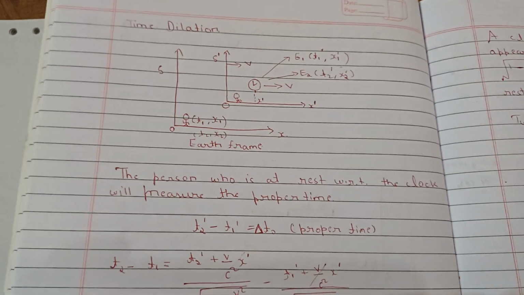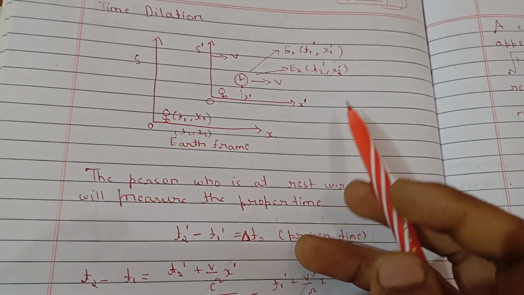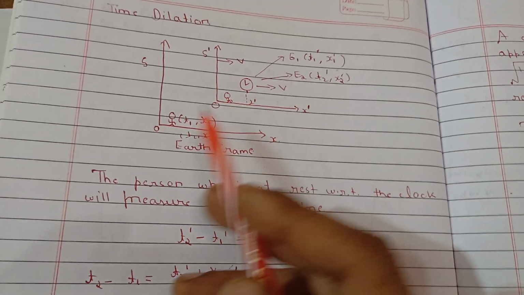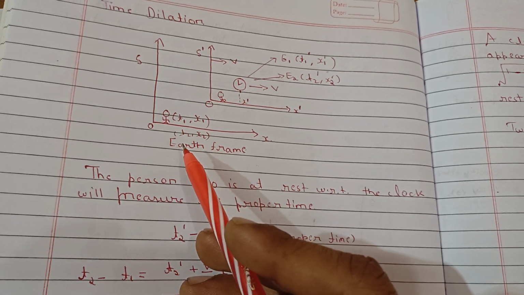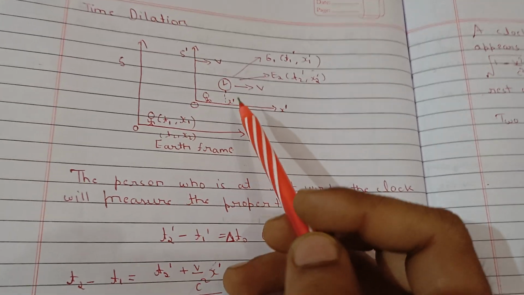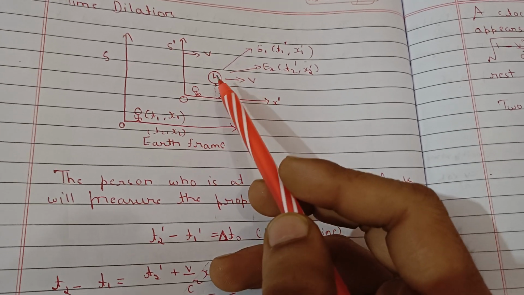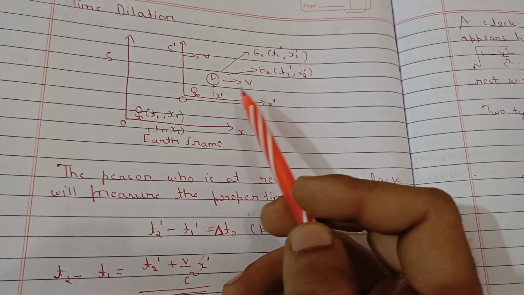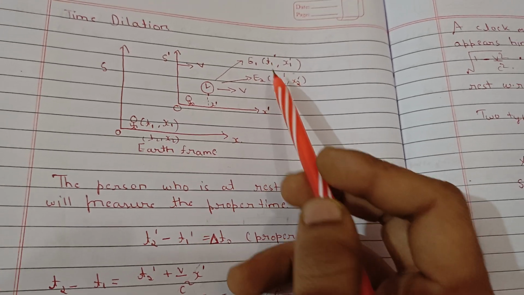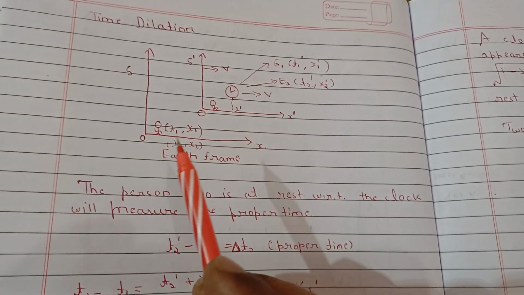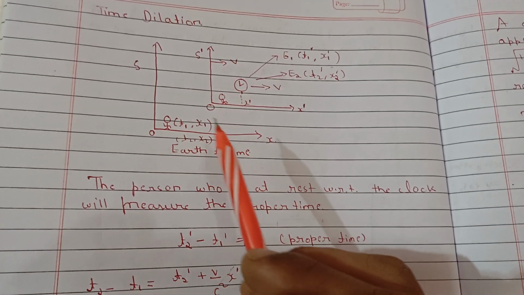Now you can calculate T1 prime and T2 prime, and if you know T1 prime and T2 prime, then you can calculate T1 and T2. Here we're going to calculate T1 and T2, because there is this clock in the S prime frame which is moving with speed V. This whole frame is moving with speed V. The difference between T1 prime and T2 prime will be the proper time, the actual time. Now we need to see what the time will be in the S frame.